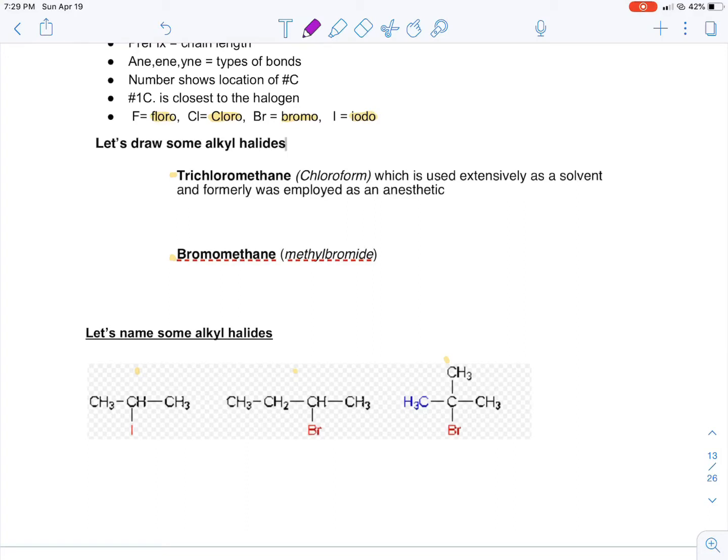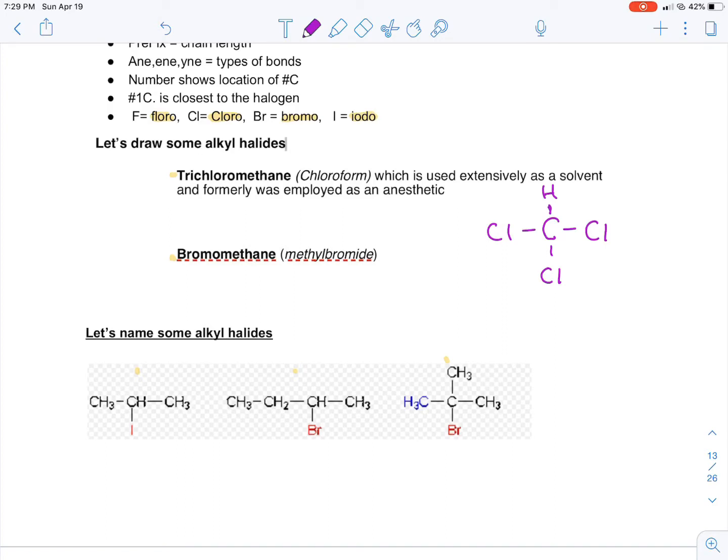Okay, so it's trichloromethane. That just means that we have a methane molecule where 3 of the H's have been replaced with chlorines. All right, so I'll let you do the next one. It should be pretty easy.